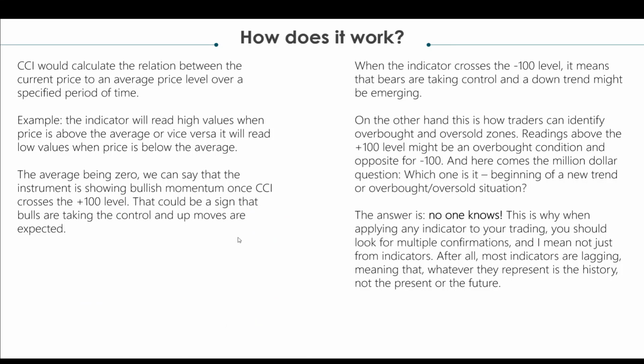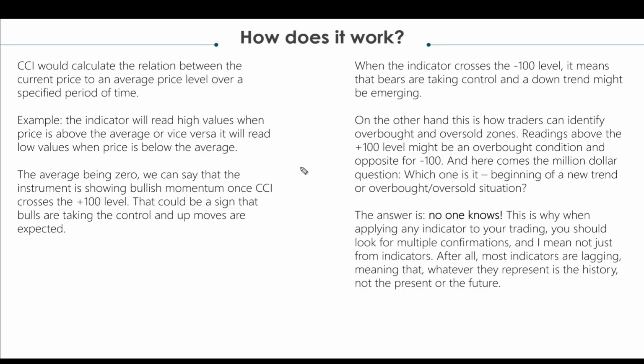So basically, when the indicator crosses the minus 100 level, it means the bears are taking control, and vice versa. It means there is a possibility for a downtrend to be developing. We're also going to be covering situations where the 100 level might mean we are not developing a new trend. Instead, we're reaching an oversold or overbought zone.